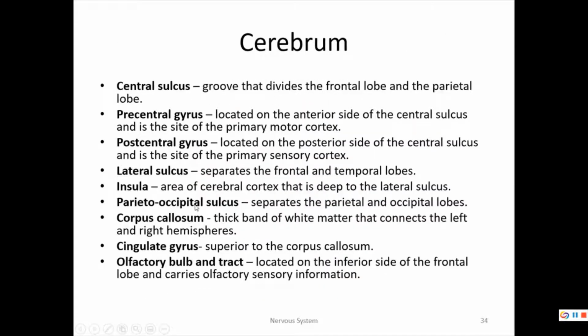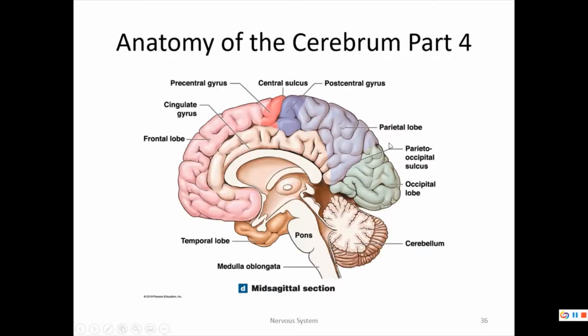The parieto-occipital sulcus, best seen here, separates the parietal from the occipital lobe.